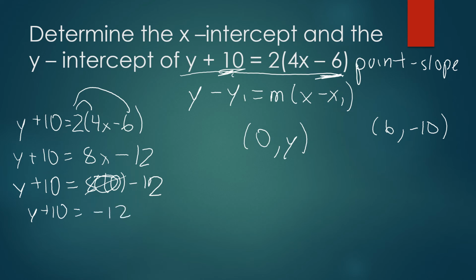Now I need to solve for y. So I need to get rid of this 10. So the inverse of adding 10 is to subtract 10. Subtract 10 over here. y is equal to negative 22. So our y-intercept is (0, negative 22).